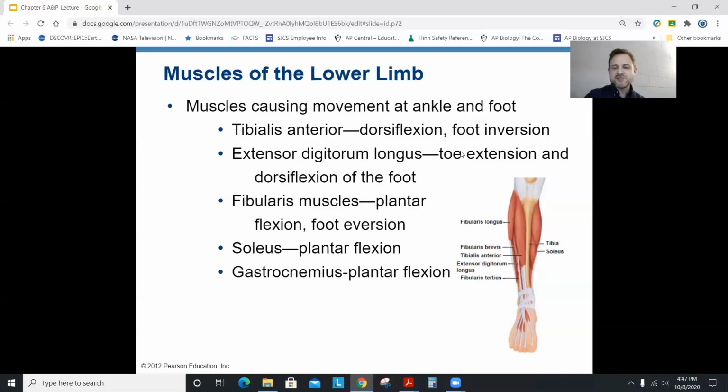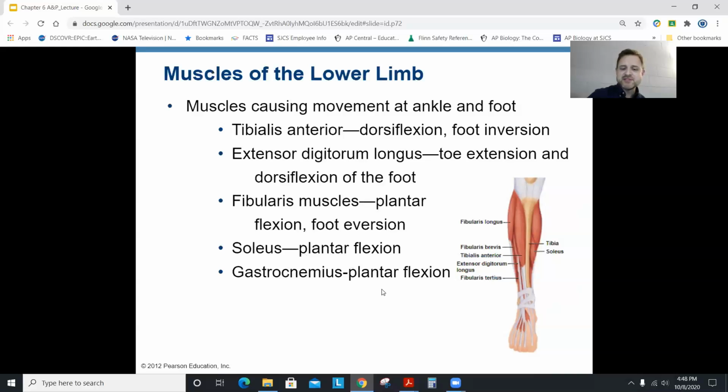Extensor digitorum longus is toe extension. That's just pointing your toes upward. Dorsiflexion is pointing your whole foot upward. That's kind of talking about the same thing. The fibularis muscles: plantar flexion is pointing your toes downward. Foot eversion would be sweeping your foot so it faces the outside of your body. The soleus muscle, plantar flexion, again, that's pointing your toes downward.